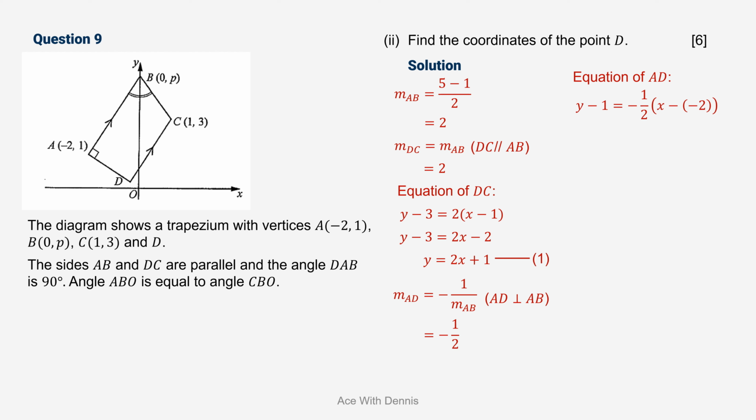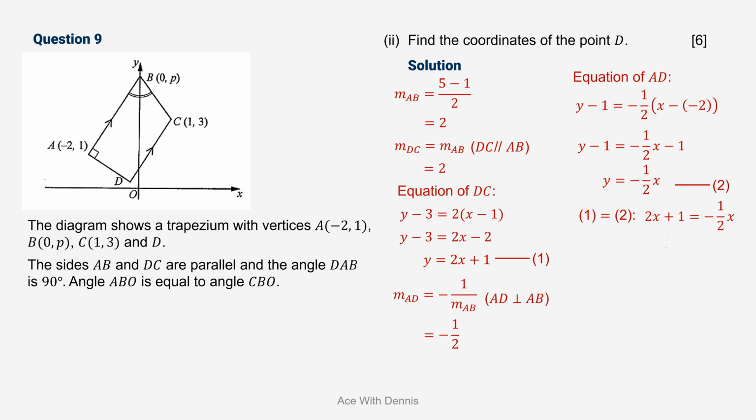y minus 1 equals negative half bracket x minus negative 2. Expand the bracket, we get y minus 1 equals negative half x minus 1. Therefore, y will be equal to negative half x. I will label this as equation number 2. Now, I will equate equation number 1 with equation number 2, and I will get 2x plus 1 equals negative half x.